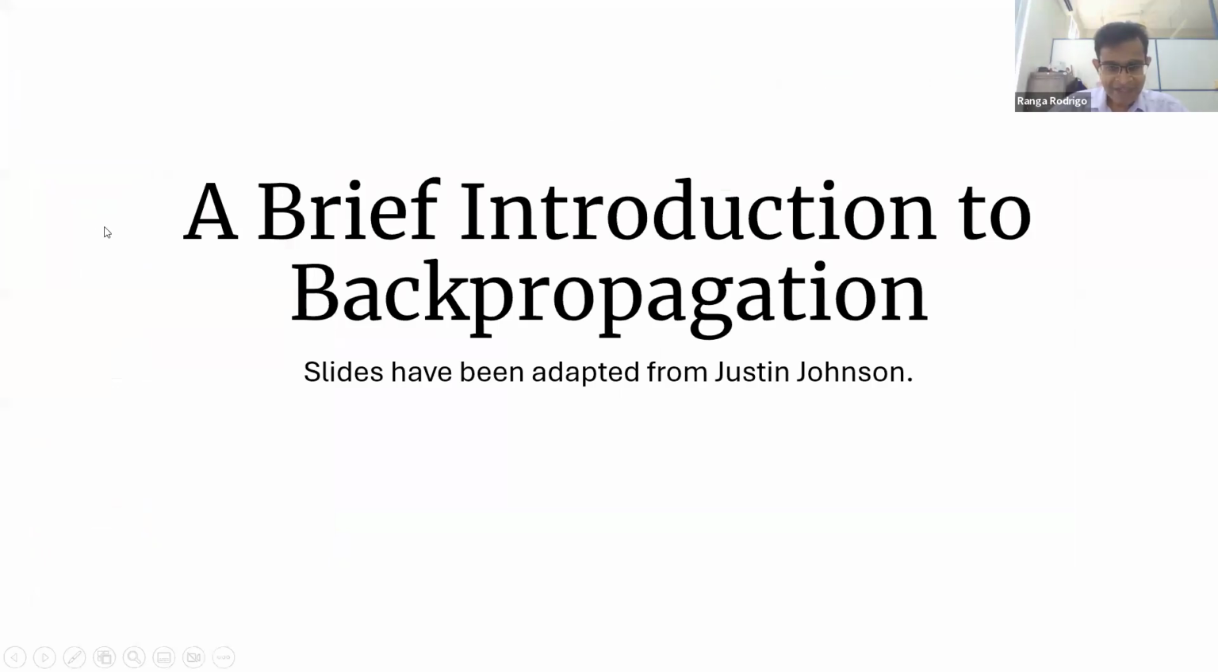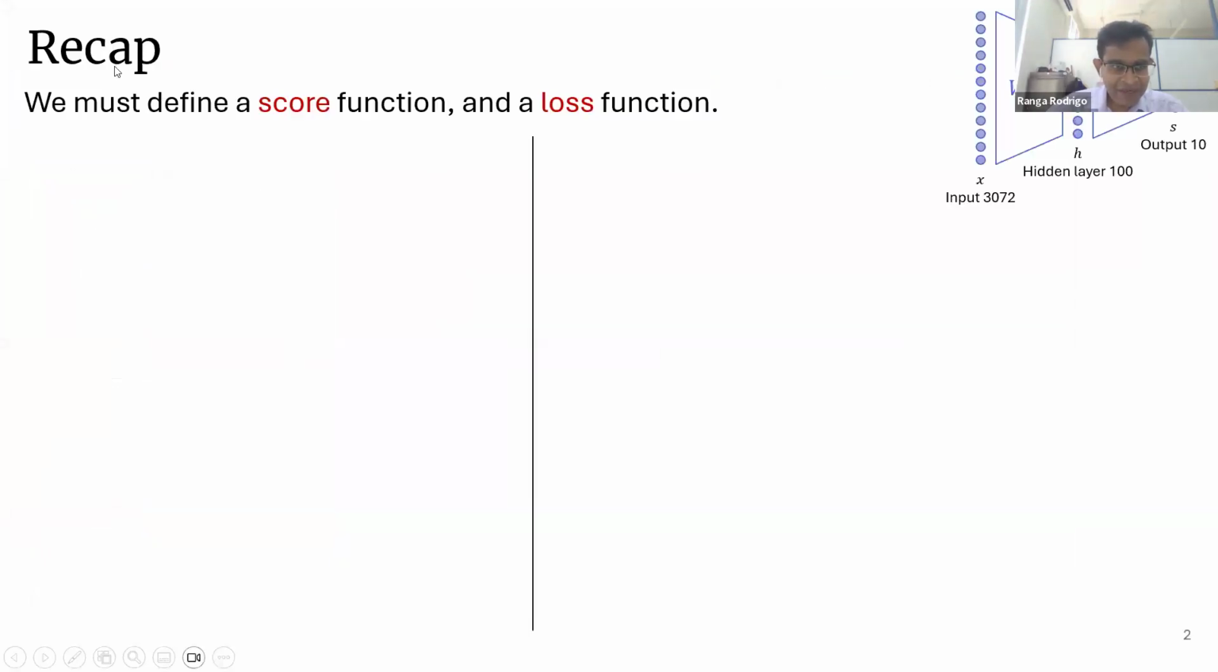So if you just summarize, we must define a score function and a loss function. That means when you give a data point to the neural network, it will produce a score, and based on that score, we have a loss. That means the image is a cat image and the output is a dog. So therefore, there's a loss. We have to quantify that loss using some function.